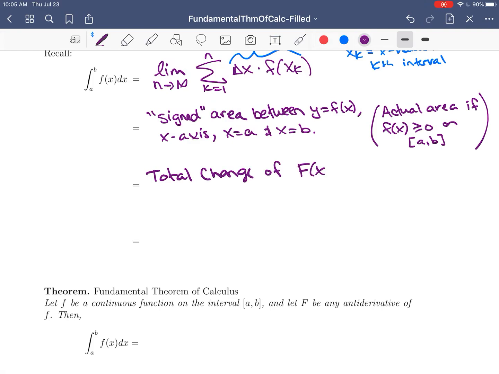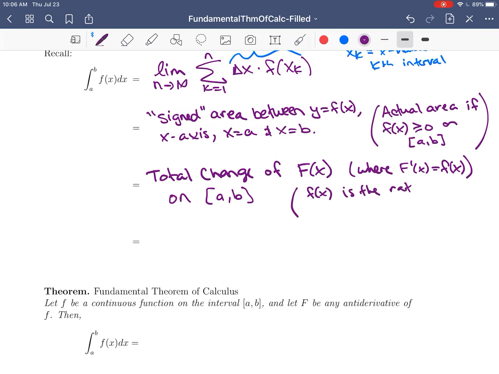Okay, in the last video we saw also that it is the total change of capital F of x, where capital F of x is an antiderivative of little f of x. Okay, so the derivative of capital F of x is little f of x. Okay, the total change of that function on the interval from a to b. Okay, so here little f of x is the rate of change of capital F of x.